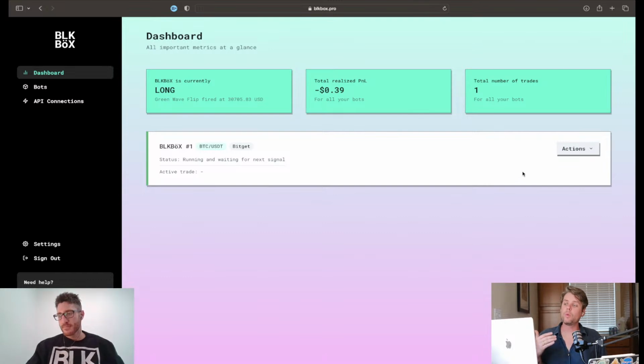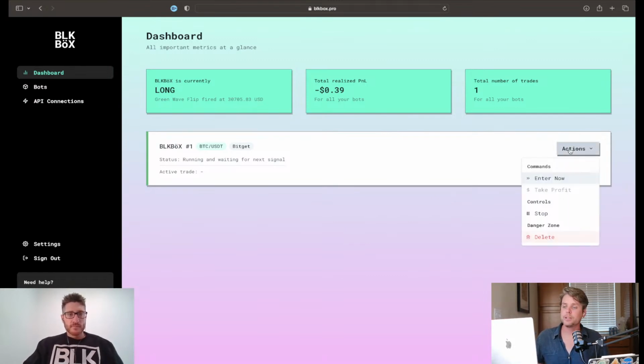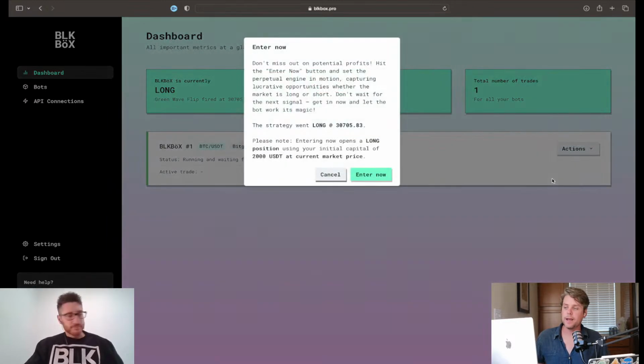If you don't want to wait for the next signal, because anybody who's been trading alphanumerics for a while knows that these signals are few and far between. So if you want, like Matt put it very eloquently, it's like a train. Hop on the train, let the train do its thing. If you want to hop right in, again, select Actions and select Enter Now. We're now going to enter with our $2,000 position. Enter now.